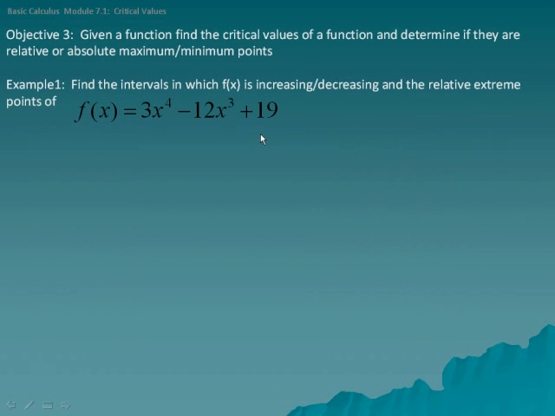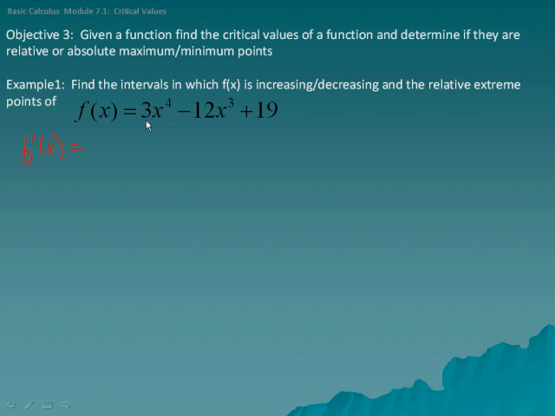Objective 3. Given a function, find the critical values of a function and determine if they are relative or absolute maximum or minimum points. Example 1. Find the intervals in which f of x is increasing or decreasing, and the relative extreme points of this function. And first, we remember that anytime you take the derivative of a function and it's equal to 0 or it's undefined, you have a critical value. So let's go ahead and find the derivative of this function.